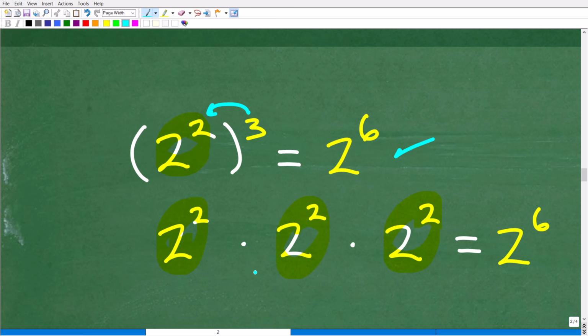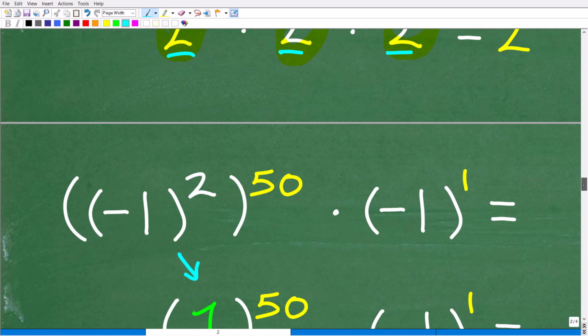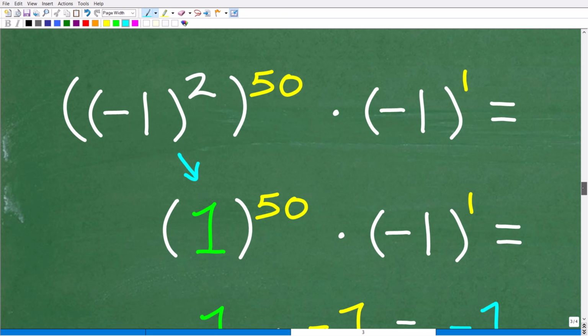Now we're down to this multiplication with the same bases. So what do I do? Well, I have to add the exponents. 2 plus 2 plus 2 is 6. So again, if you have strong skills and understanding of powers and exponents, then you can use this stuff, and you'll absolutely need to use this in algebra. All right, so now let's go down and take a look at why I did this.